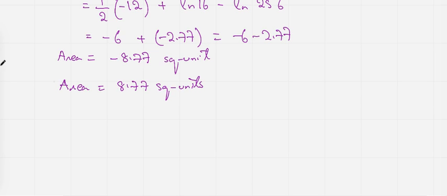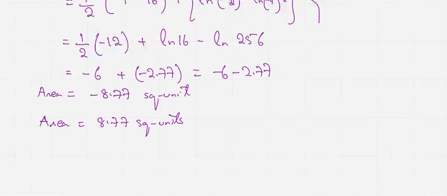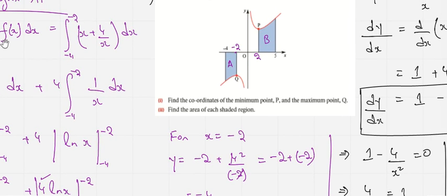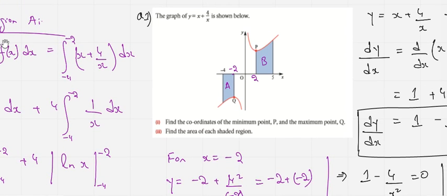Okay, so where is our figure? The area of this region A is 8.77 square units. The same process we are going to apply with respect to the limits going from 2 to 5, using the same function. We apply the same process, and we will get the area of region B as well. So let's do that as well.